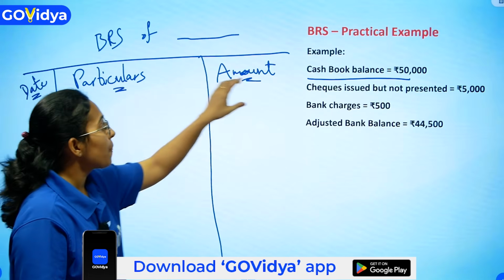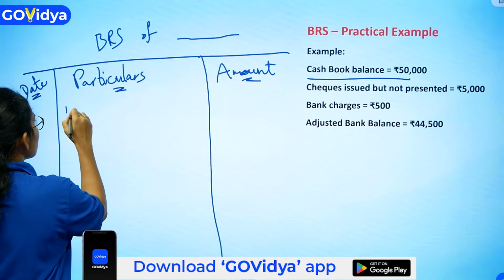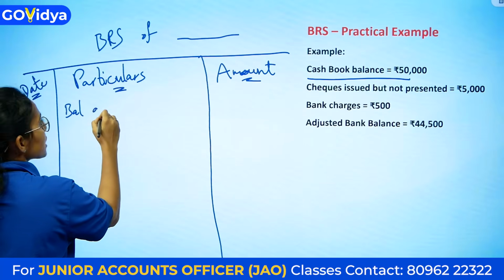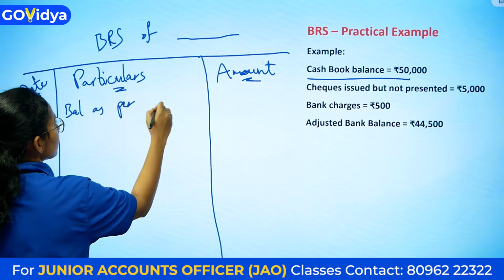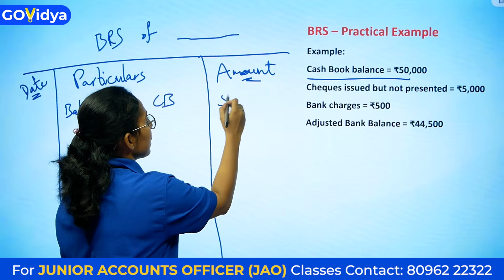Now particulars, cash book balance. We are going to write that balance as per cash book, right? Now, cash book balance, how much do we have? 50,000.